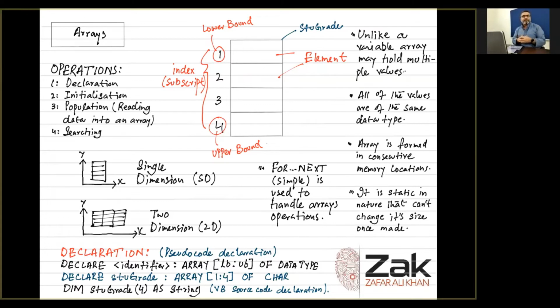If it is being searched, it will be searched fully. If it is being sorted, it will be sorted fully. So whatever the operation, initialization, population, searching, sorting, they all happen from lower bound to upper bound in one go. That's why the best loop, since the lower bound is known and upper bound is known, and the same thing is happening with every single element of the array, is the for next loop. So let's see.